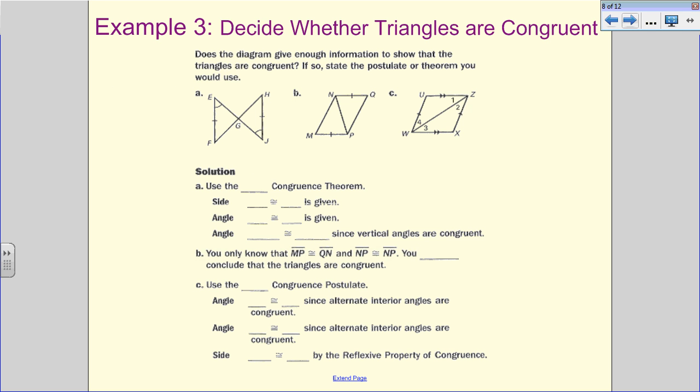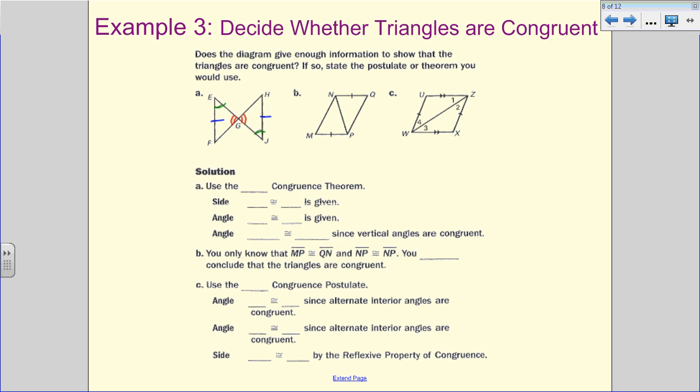Not only are you going to figure out what information you may be missing or may need, you're going to figure out whether the triangles are congruent. Does it give you enough information to show that they are congruent? If so, state what postulate you're using. So, we are going to look at A. We've got two sides marked congruent, and we have two angles marked as congruent.